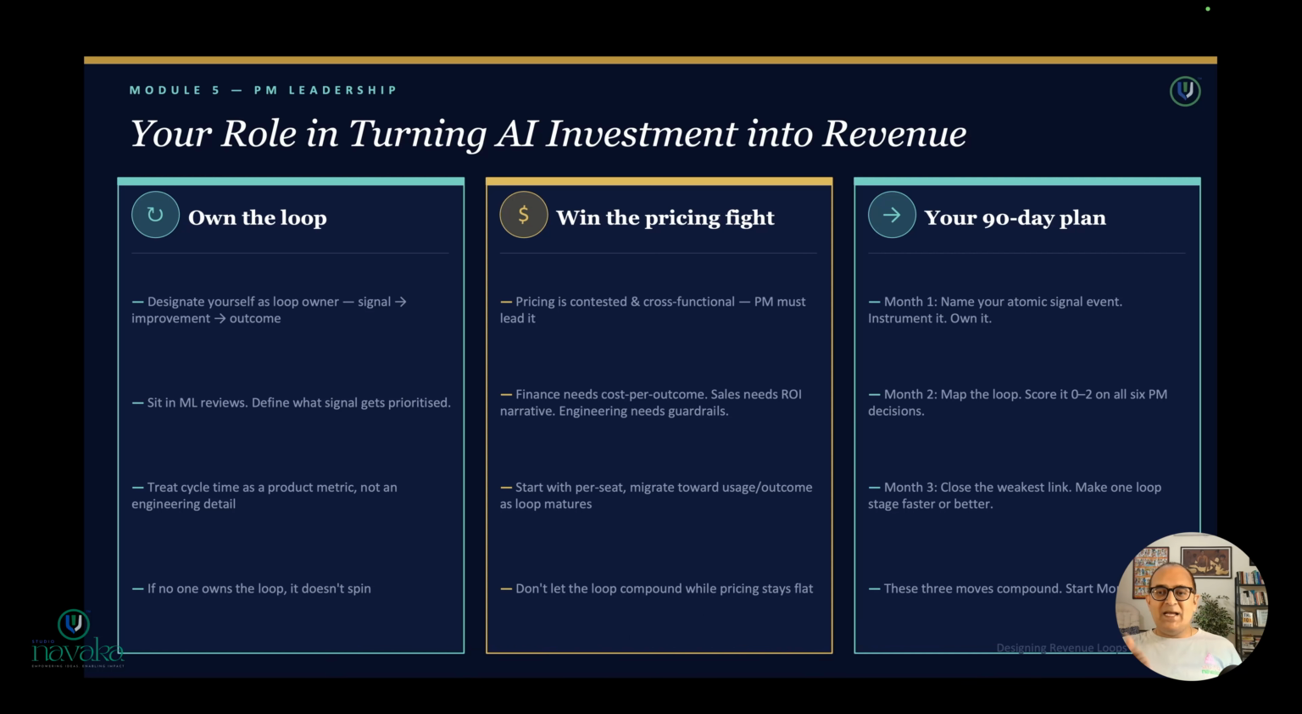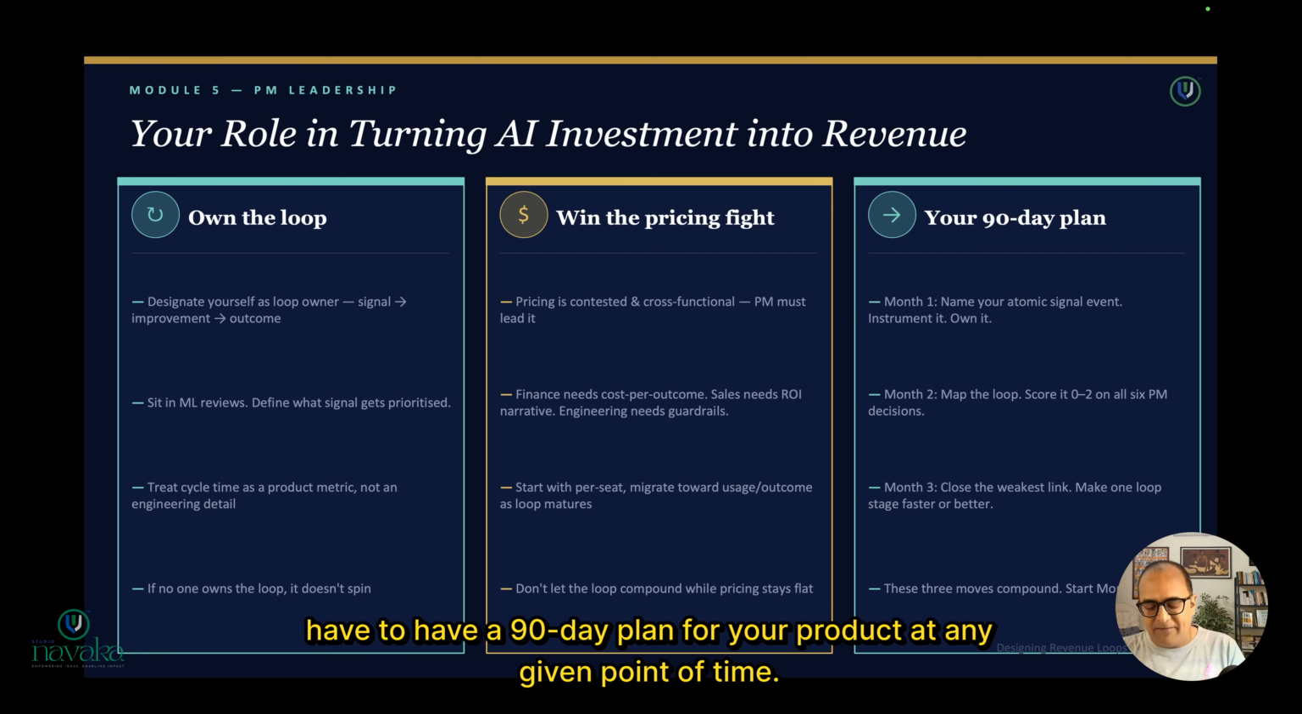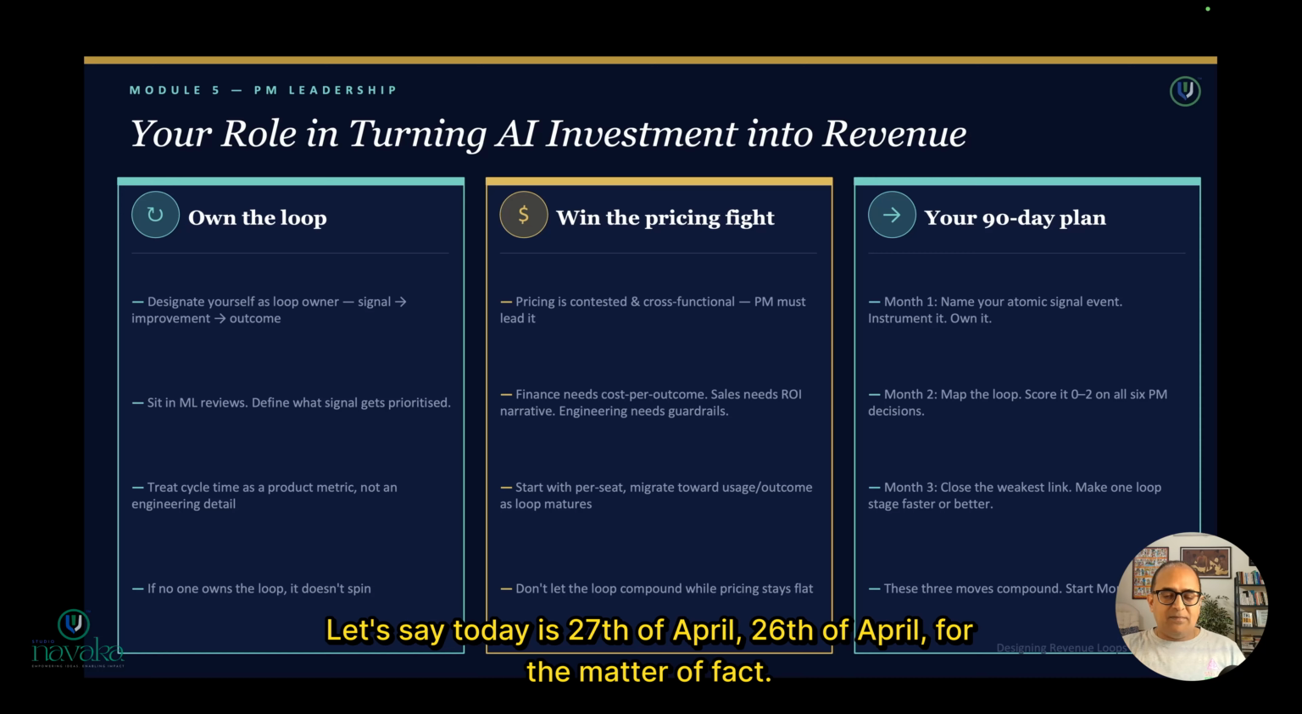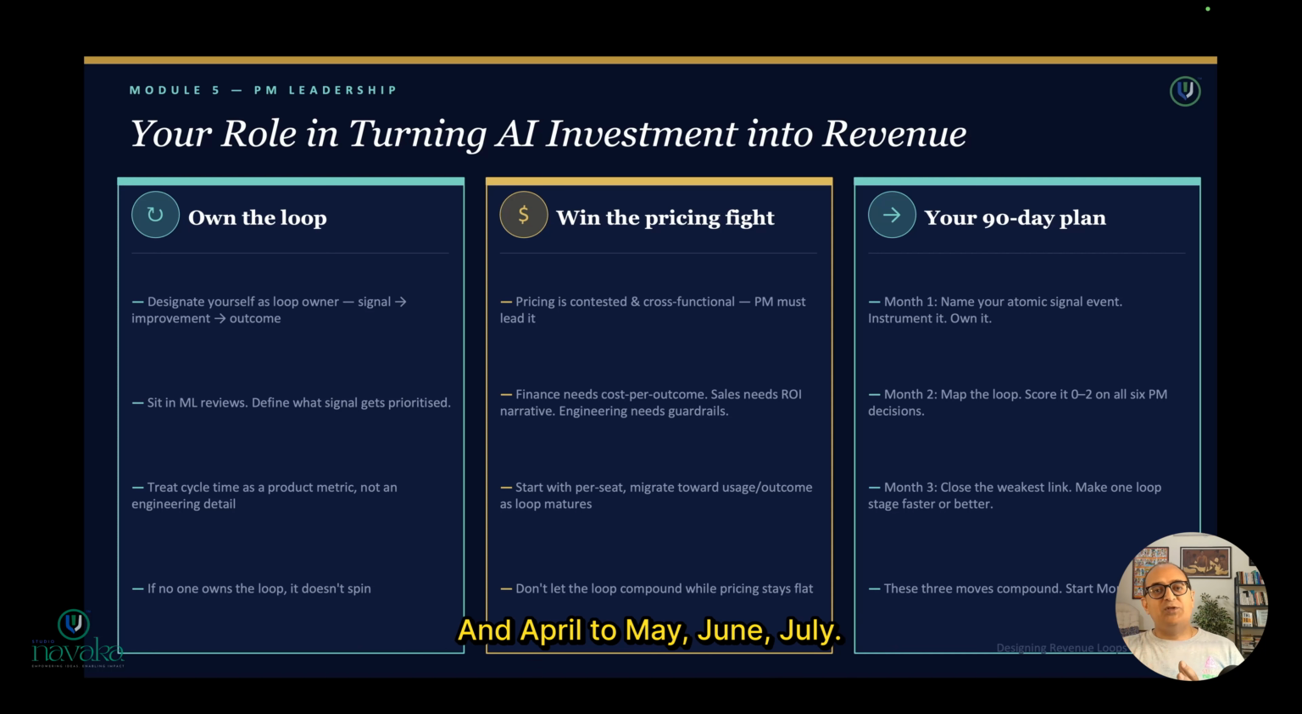No. The last is your 90-day plan. You have to have a 90-day plan for your product at any given point of time. For example, let's say today is 26th of April, and April to May, June, July. So on 27th, you need to have a plan till 26th of July.